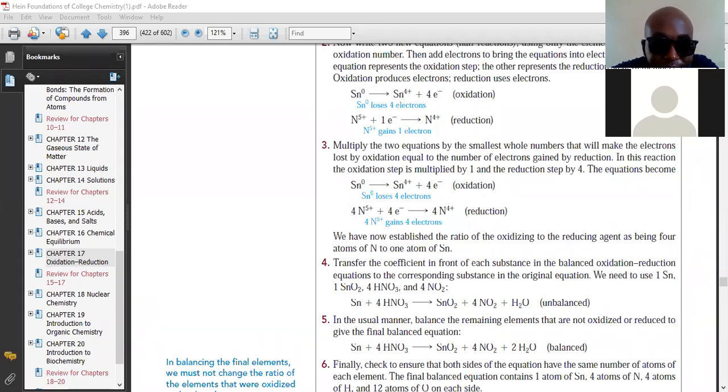Example for acidic solution. So when you're balancing this, the acidic solution one is very easy because it only has the things that are oxidized and reduced. So you get everything now, unlike what we were doing previously.